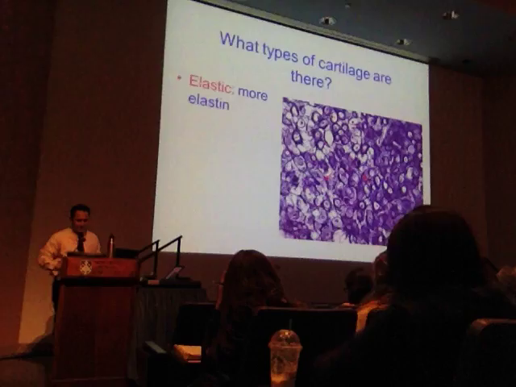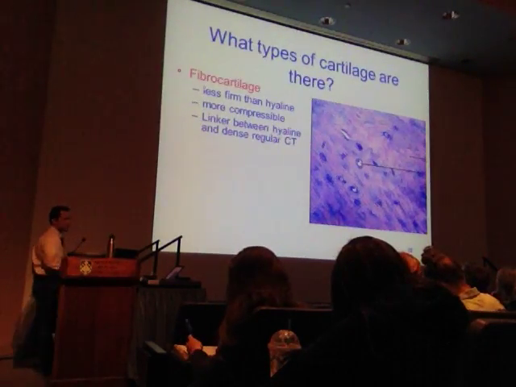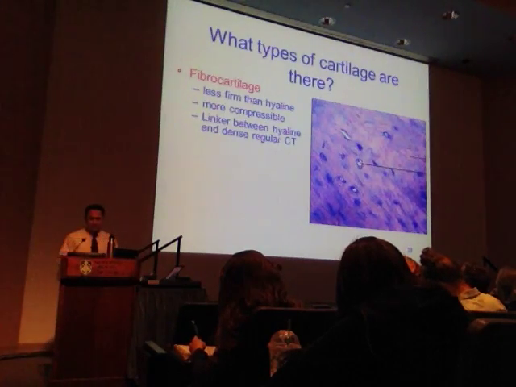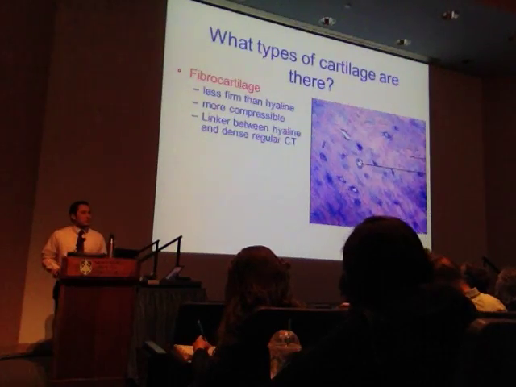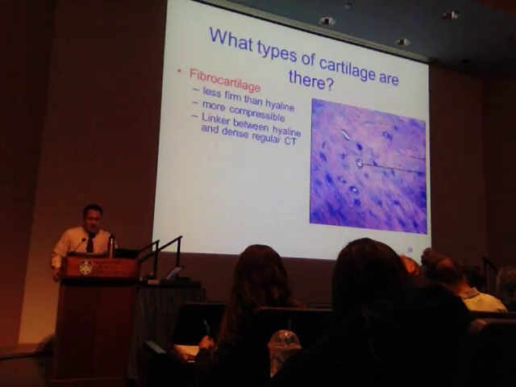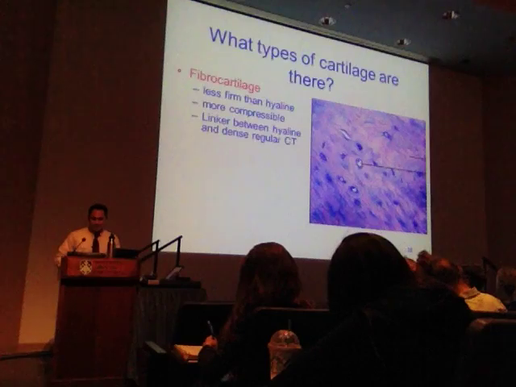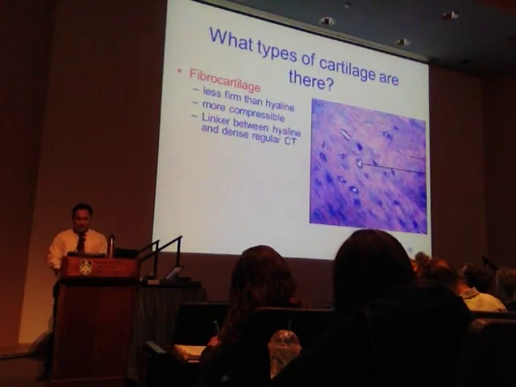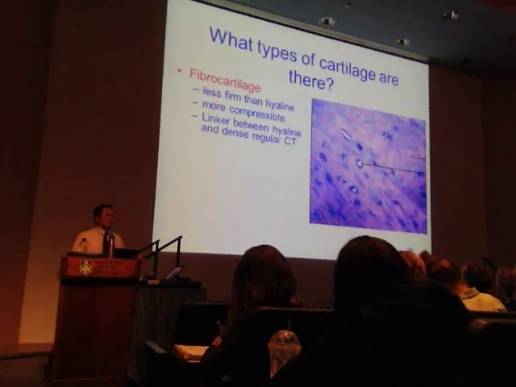The last one is fibrocartilage. Fibrocartilage is a little less firm than the hyaline style. It is much more compressible. Okay, so it has the ability to receive greater forces. And it tends to be a linker or a connector between hyaline and dense regular connective tissue. So you use it when you need the ability to handle compression and have strength at the same time.